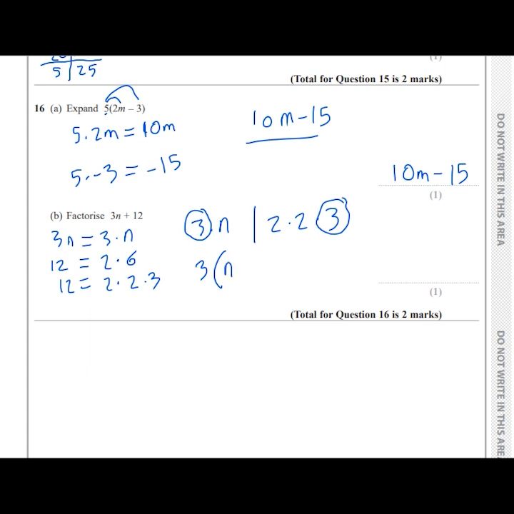On the first term, n was left behind. So we put an n here. And on the second term, we had 2 times 2. So what we want to do is put the 2 times 2 back together. 2 times 2 is 4. And this is our final answer. 3 brackets n plus 4. So there we have it. Our final answer.